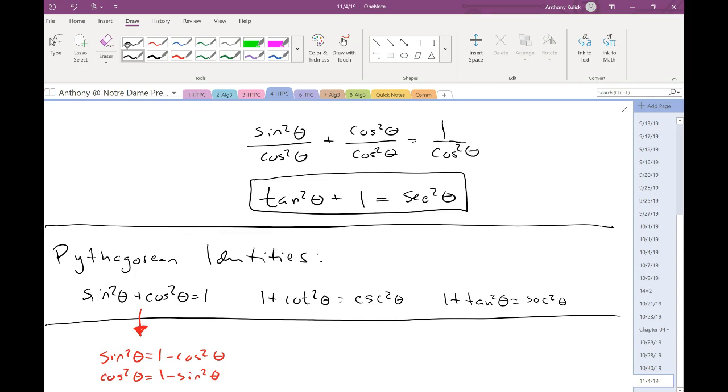As an aside, why do you think we called this a Pythagorean identity? What do we have to use to derive this? The Pythagorean theorem, right?